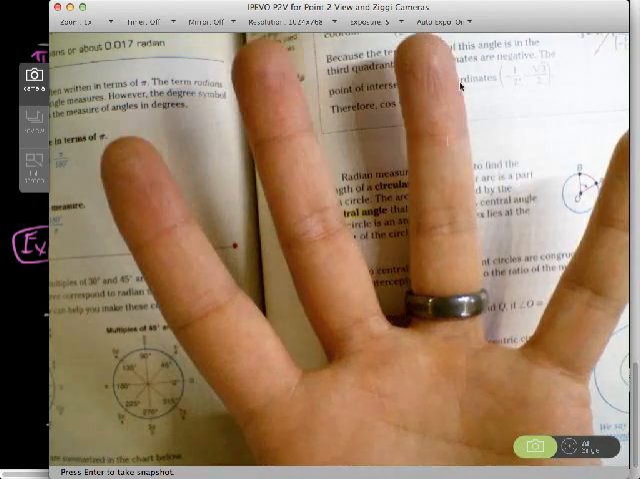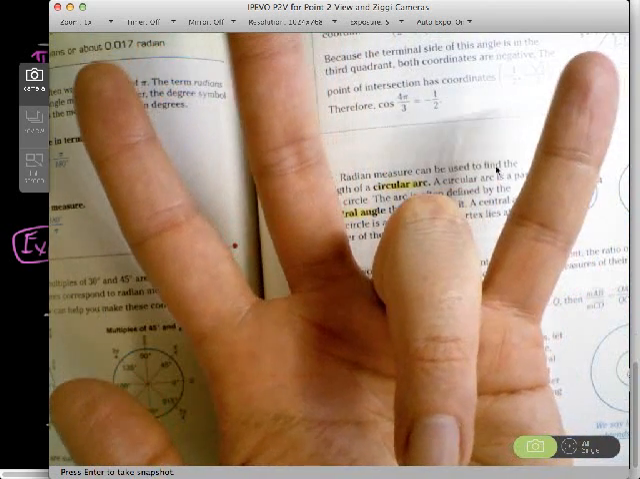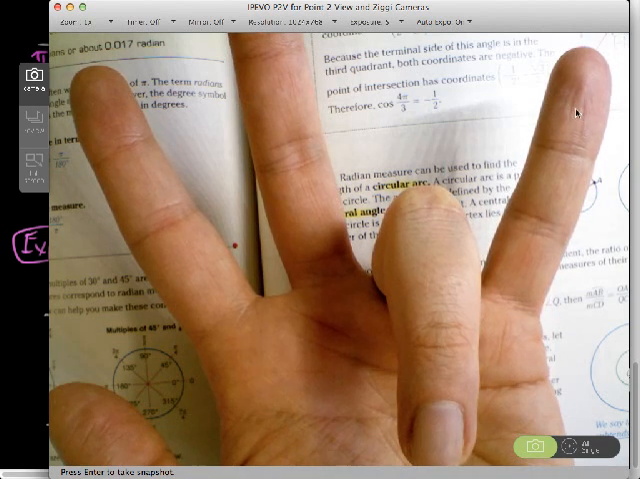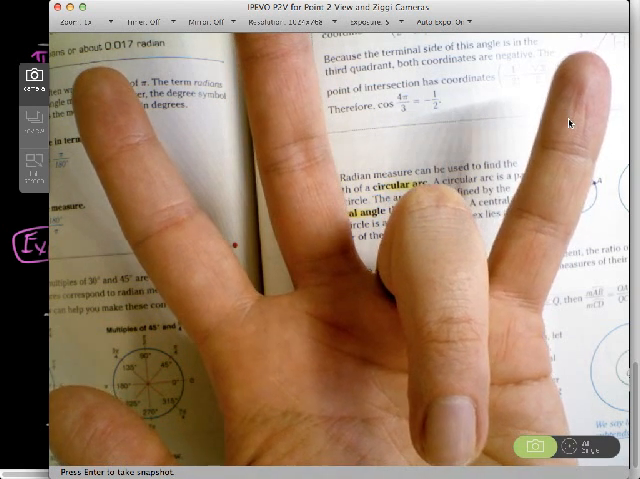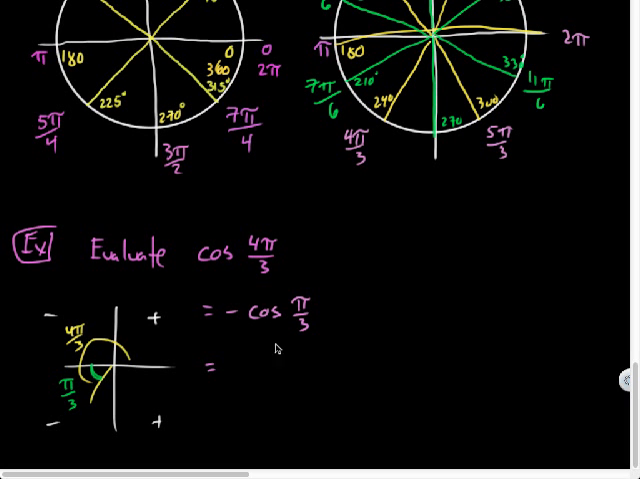Okay? So my pi over 3 finger, if I put that down and I want to find cosine, cosine is the square root of the number of fingers to the right divided by 2. So the square root of 1 over 2, or 1/2. All right, so I just want to point out that the hand trick still works. You just have to kind of change the way you think about things. So we are able to evaluate stuff like this, though, and it's not impossible.